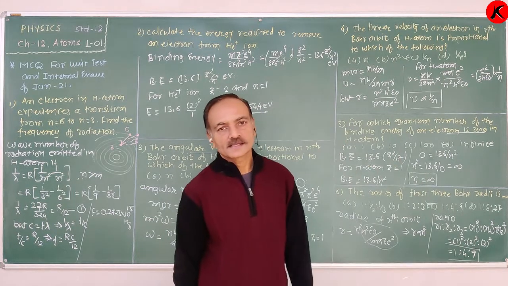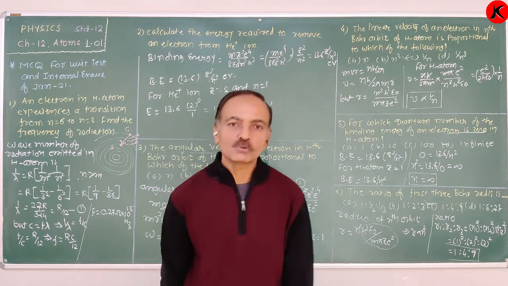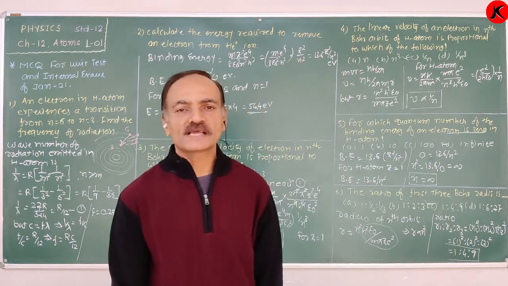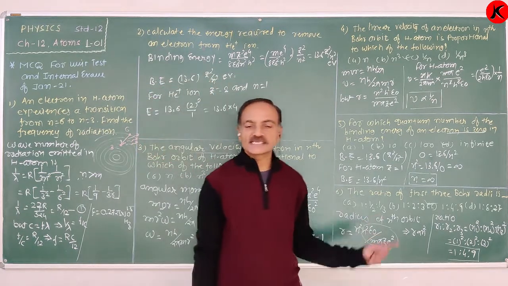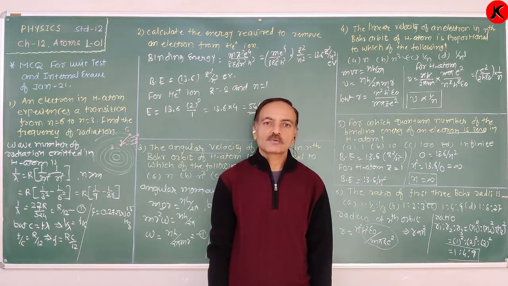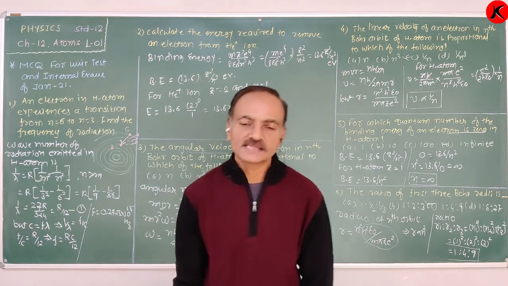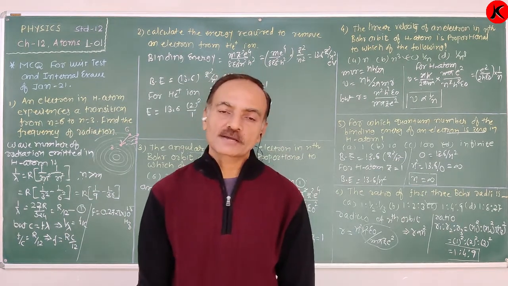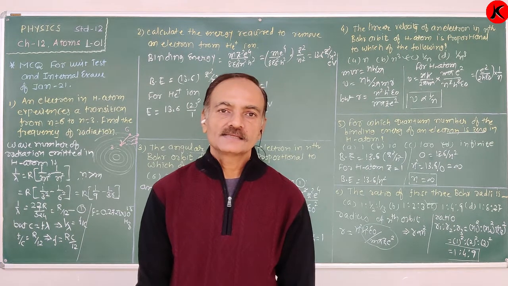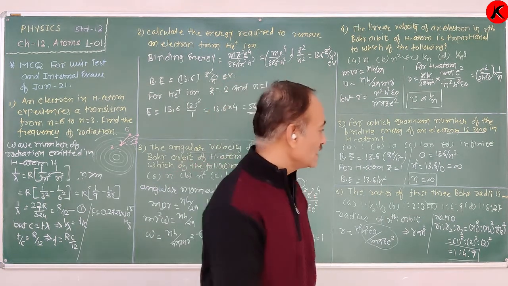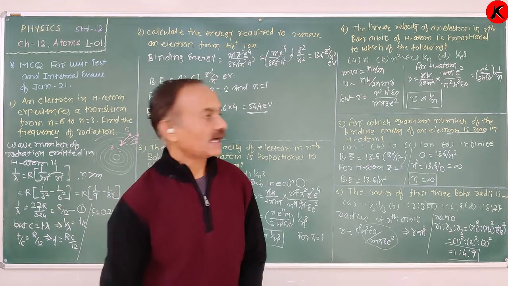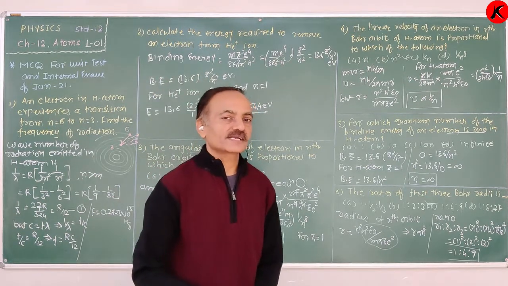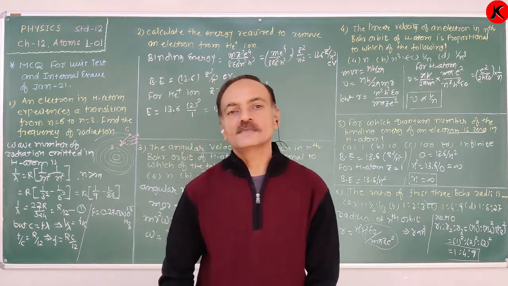So this chapter is very easy, with only a limited number of equations: the radius of the nth orbit, binding energy, that means the total energy, and also the equations of wavelength, frequency, and Rydberg constant. So very limited numbers of equations are in this chapter. So most of the objective questions we can calculate from the equations.